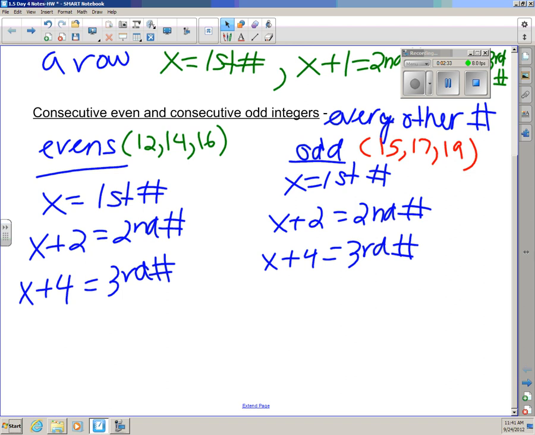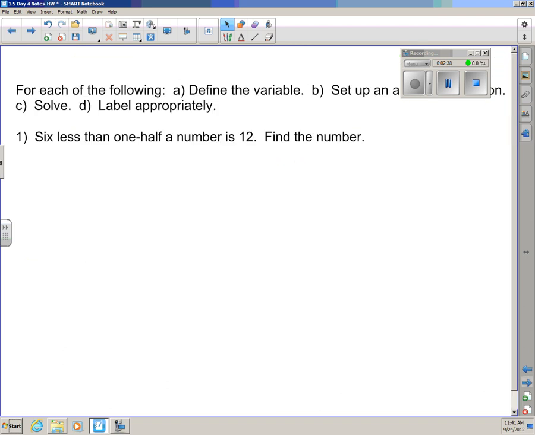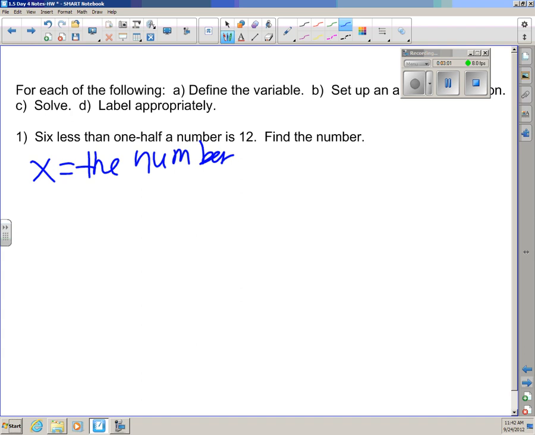Okay, so when we start doing word problems, the idea is that we need to define the variable. What are we using for x? Set up an equation, solve that equation, and label appropriately if necessary. This first one has nothing to do with consecutive integers. It just says that 6 less than 1/2 of a number is 12. Find the number. Well, we don't know what the number is. That's our defining the variable. x stands for the number. We're going to figure out what that number is.